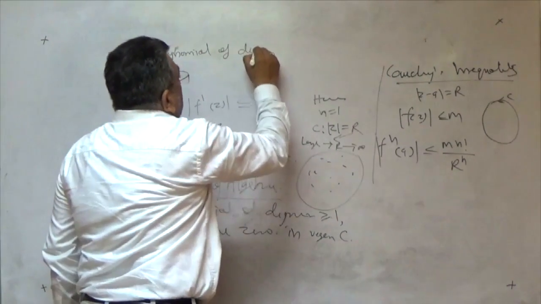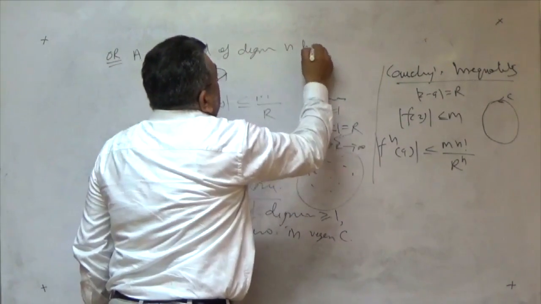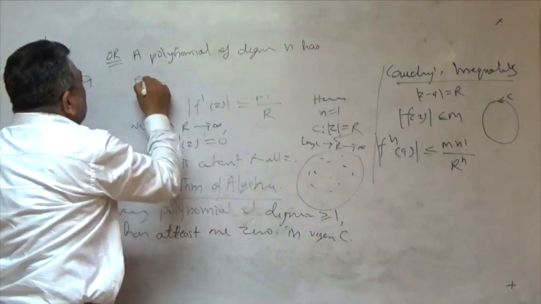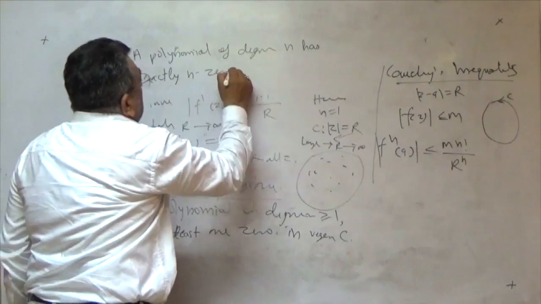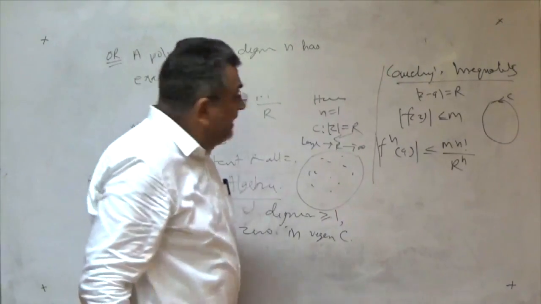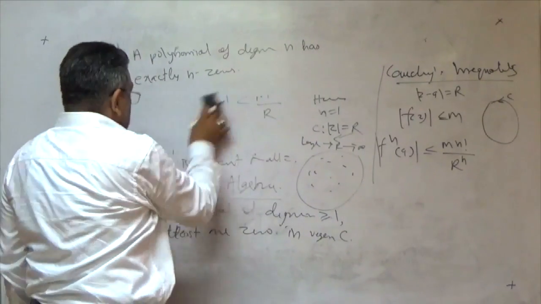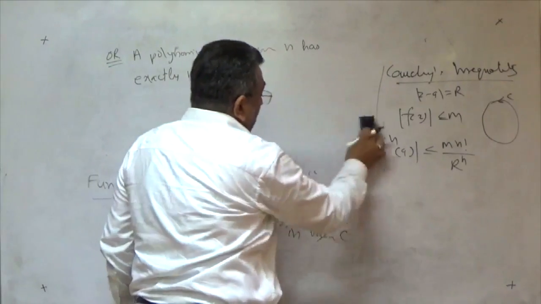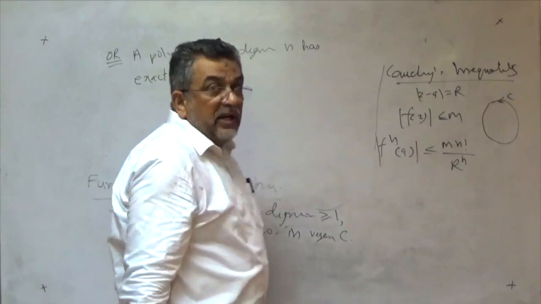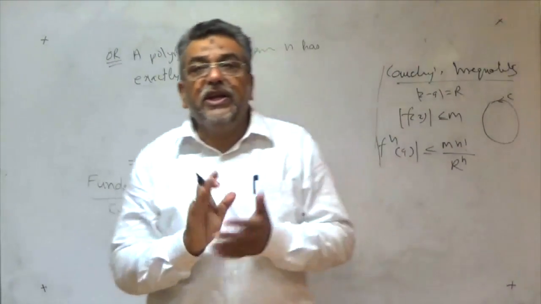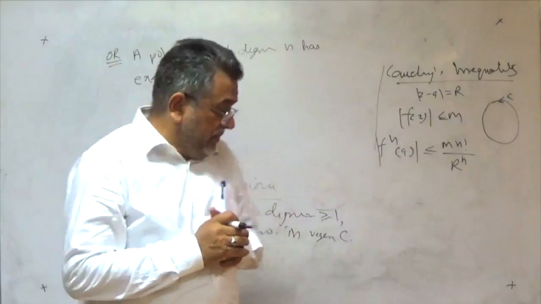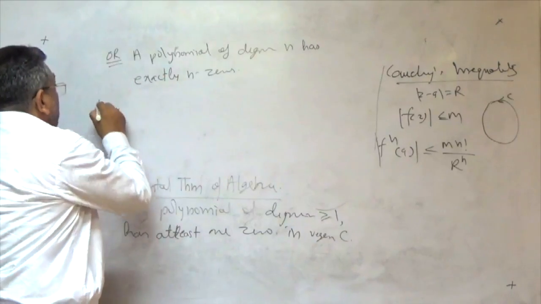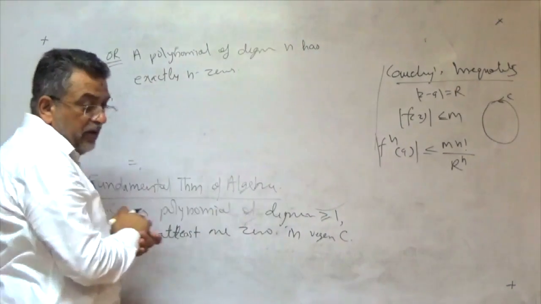of degree n, it has exactly n zeros. In other words, you can state the fundamental theorem of algebra as: if we take a polynomial of degree n, then it has n zeros. Now we prove this.